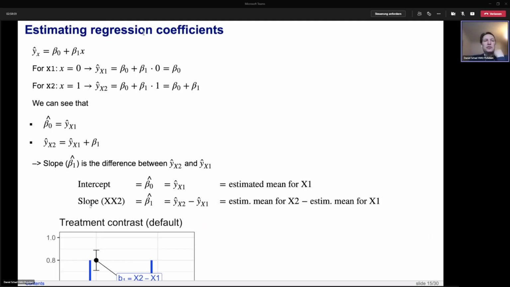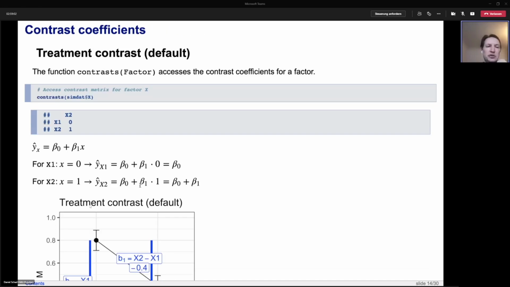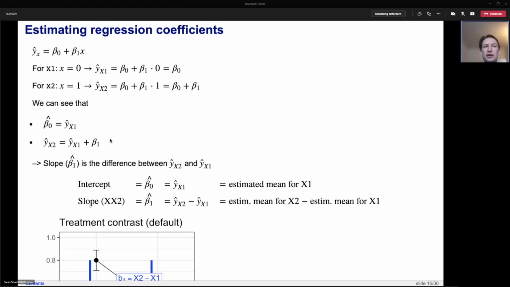So how can we turn this around? Here I showed you how you can make predictions for the condition means, but how can we define what the estimated regression coefficients represent? For x1, we said x equals 0. So to compute the condition mean, we have beta 0 plus beta 1 times 0. So the condition mean for x1 is beta 0. We can turn this around and say beta 0 is just the condition mean of x1. If we want to estimate beta 0, we can just take the condition mean of x1.